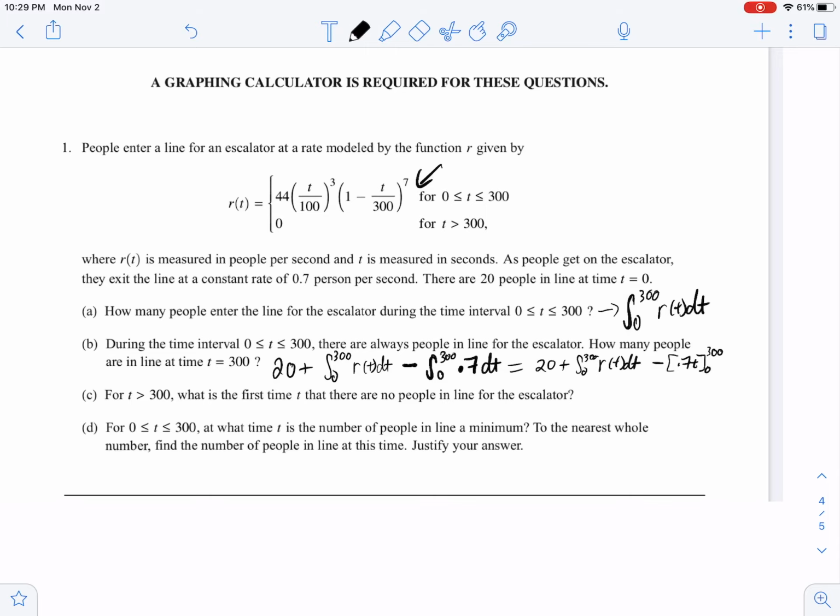All right, part C is a little tricky. What is the first time t that there are no people in the line for the escalator? And that time is going to be, well, what we do is we figure out how many people are in the line for the escalator at time t equals 300, which is what this number is. This is the number of people in the line at time t equals 300.